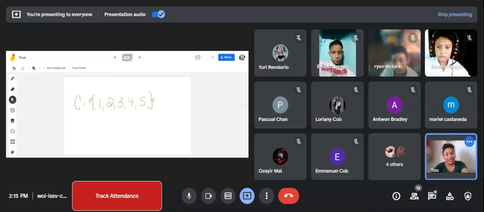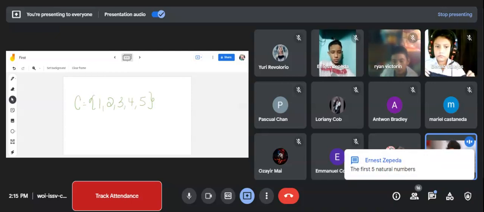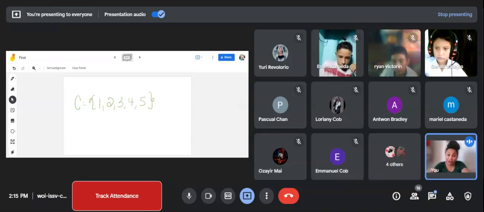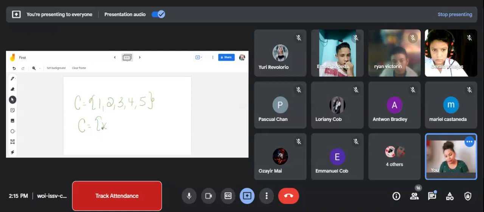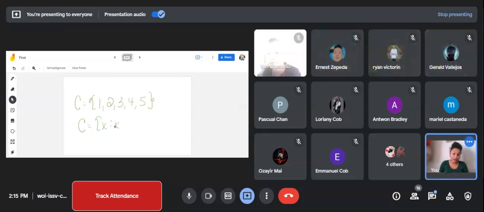Very good. So, just as in roster form there were different ways of writing the same thing, there are different ways of writing this one. All right, and we're going to take a look at the different ways right now. So, as I said, we're going to use set C, my curly brackets, x, x, and then now we're going to write what 1, 2, 3, 4, 5 is.